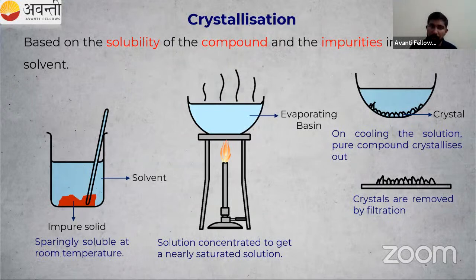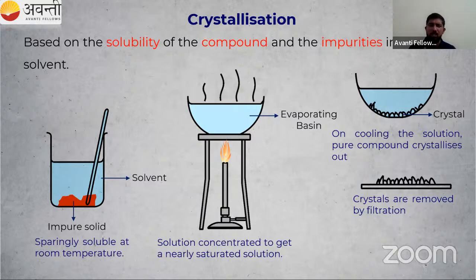So crystallization means we are taking an impure compound. There is a solvent also. We are heating that solution. Then the majority of the solvent will be gone, and I will get a concentrated solution. After that, allow the solution to cool. Then our pure organic compound will be formed as crystals. Then we have to separate these crystals using a filter paper. Then how to dry the crystals? Take one more filter paper, press it, so we can dry our crystals. That is known as crystallization.